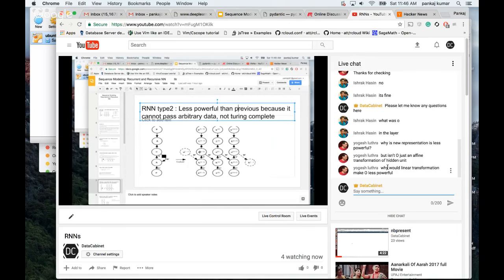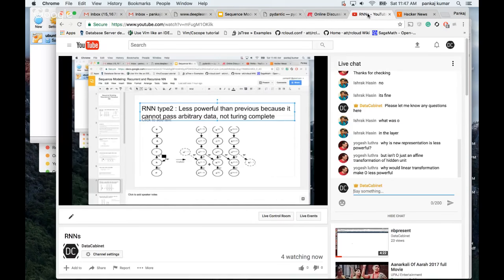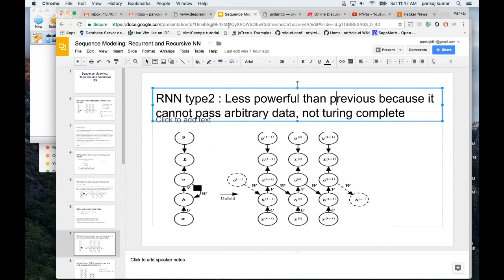It's not just a linear transformation. I think it's two things, right? One is it's changing the architecture of the network. That's what I would guess. I don't think the book has a real reason behind it. It's just intuition that they are giving. Okay, so let's go to the next slide.